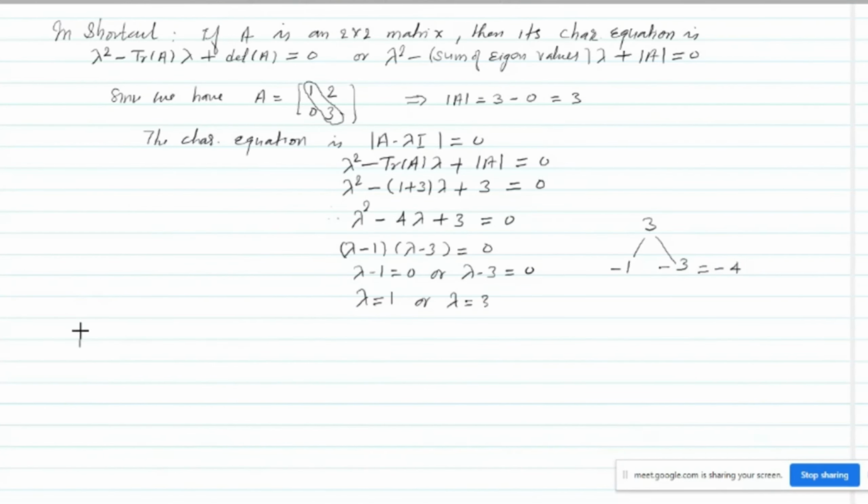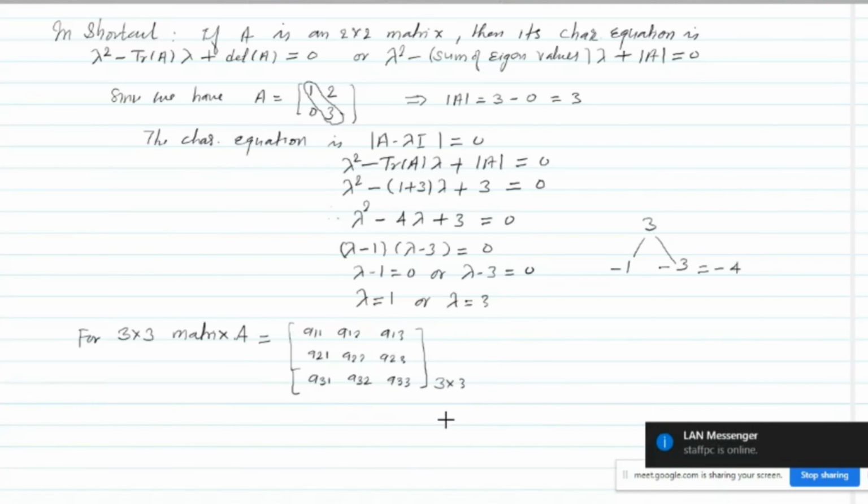Now for a 3 cross 3 matrix A, you'll have the matrix with entries A11, A12, A13, A21, A22, A23, and A31, A32, A33. Just close the bracket. This is a 3 cross 3 matrix, a matrix which has order 3 cross 3.